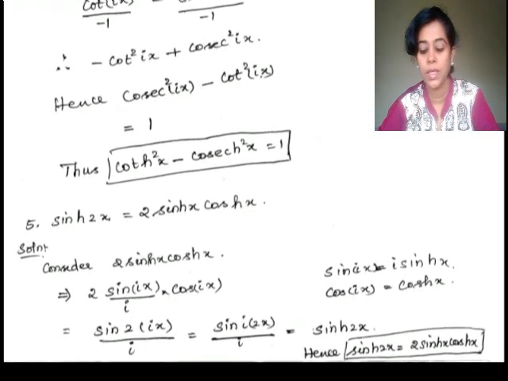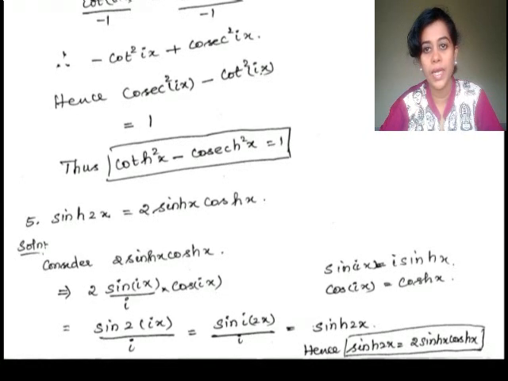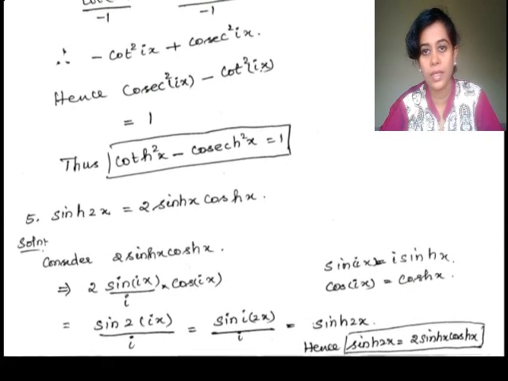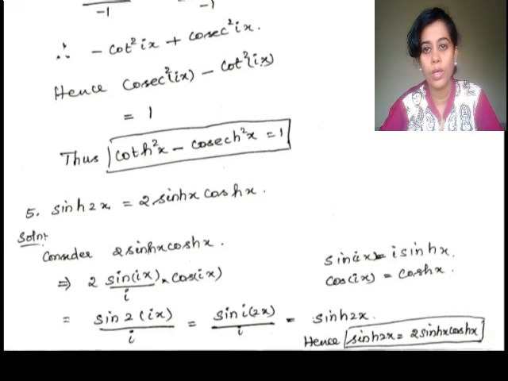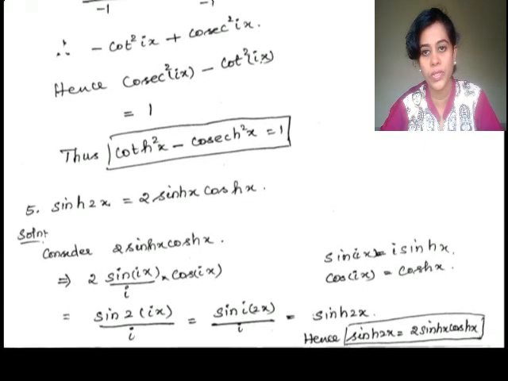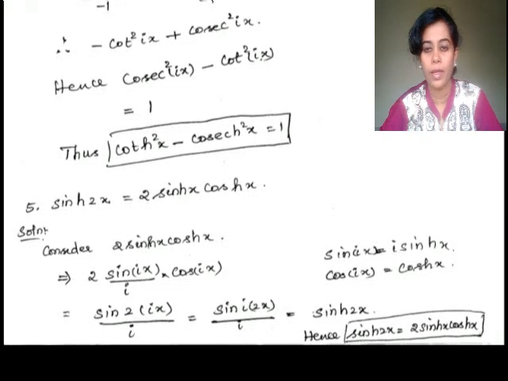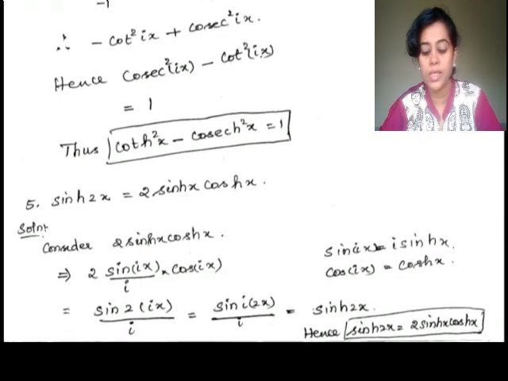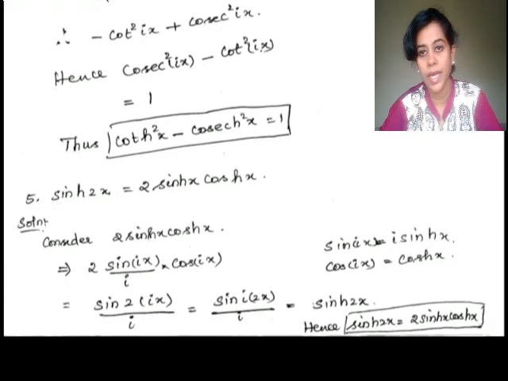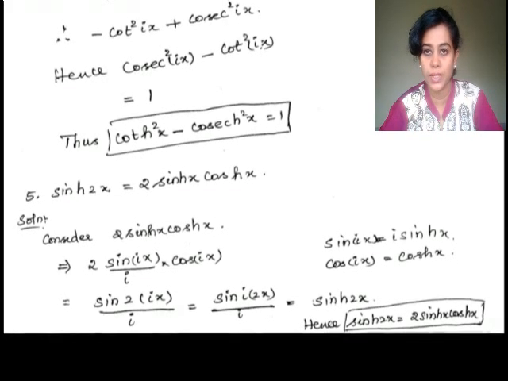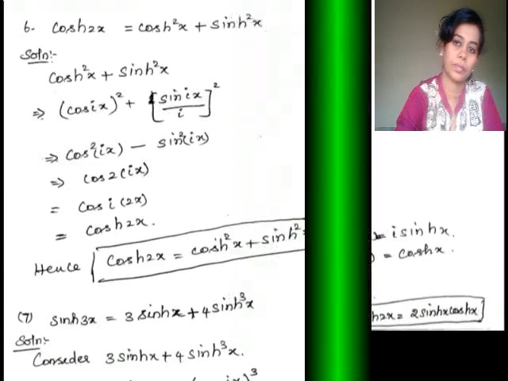Sin i 2x by i is nothing but sinh 2x. So therefore this can be written as sinh 2x. Hence sinh 2x is equal to 2 sinh x cosh x.